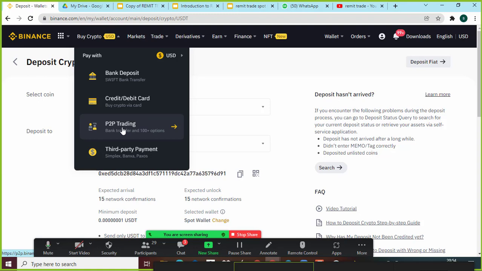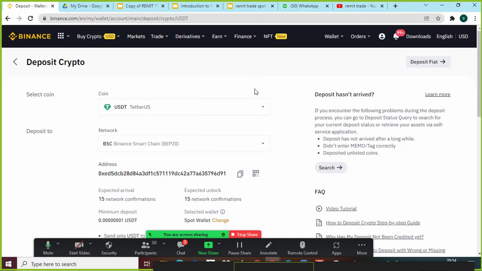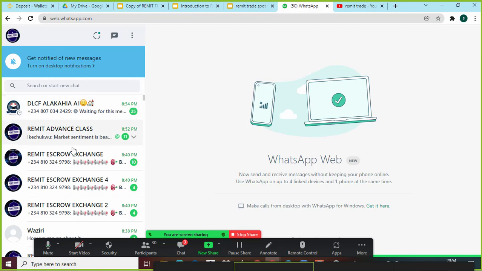The same thing, you can send it to the person and the person will credit you. Now, Remit has an escrow group. We have Remit Escrow Exchange, Remit Escrow. We have like four of them. We also have others. Since it is being monitored and controlled by us, you can come here and perform your transaction. And you see buyers and sellers.